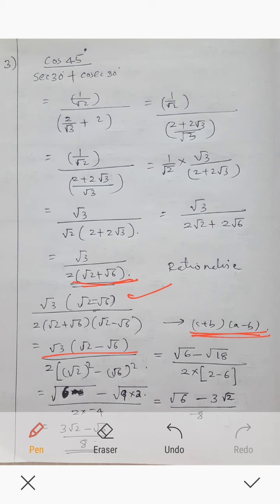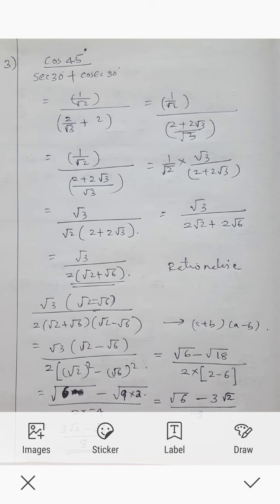So 2 into (a plus b) into (a minus b) is a square minus b square. So a square is root 2 square, minus b square is root 6 square. So simplify the numerator then here. Root 3 into root 2 is root 6, minus root 3 into root 6 is root 18. So as the next step we got (root 6 minus root 18) divided by 2 into, here, root 2 square is 2, root 6 square is 6, 2 minus 6.